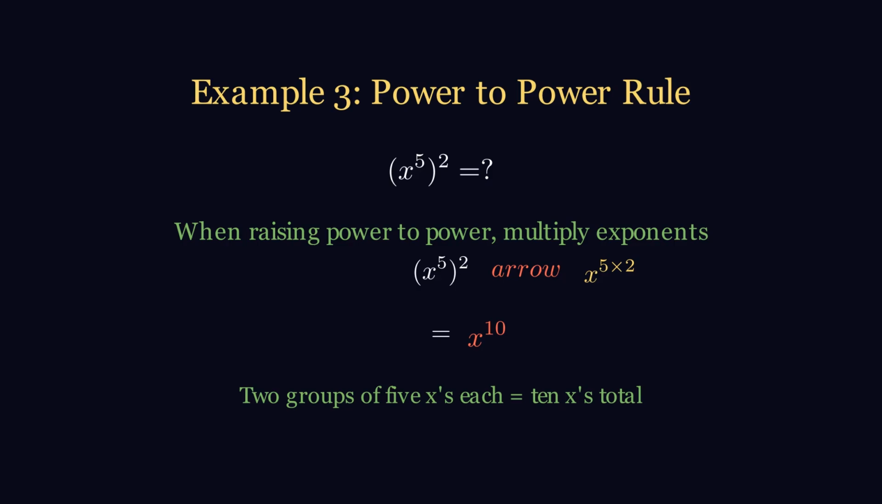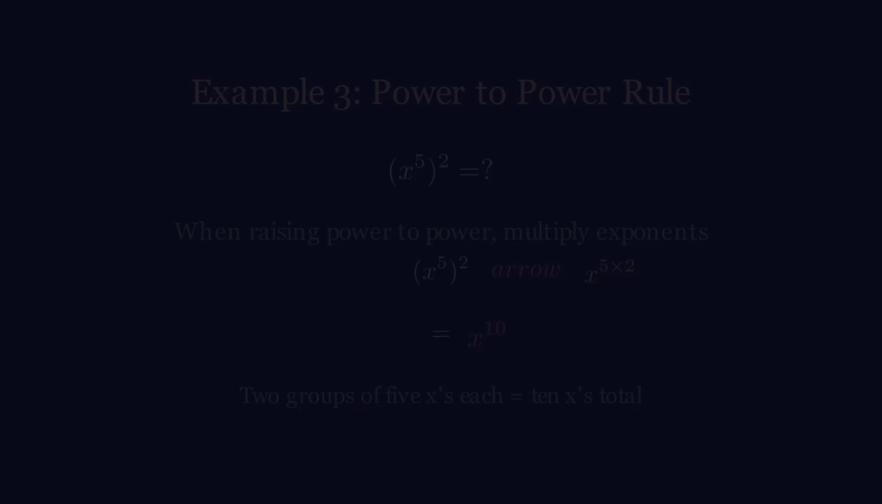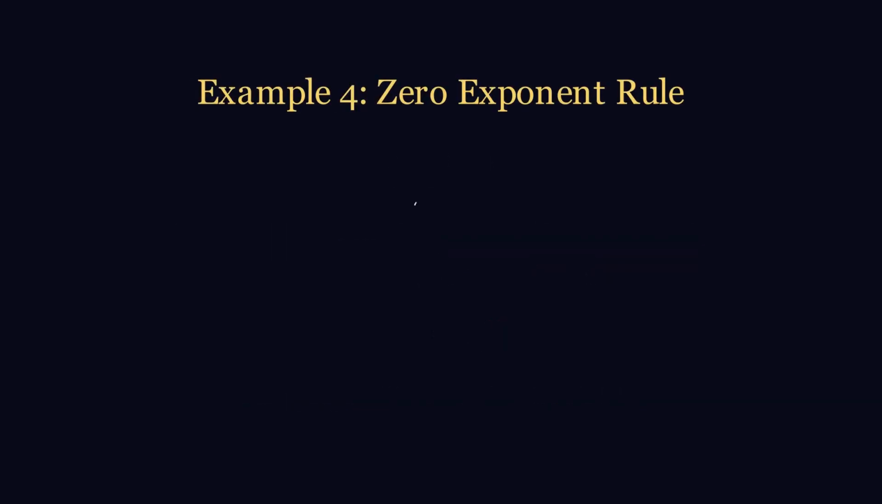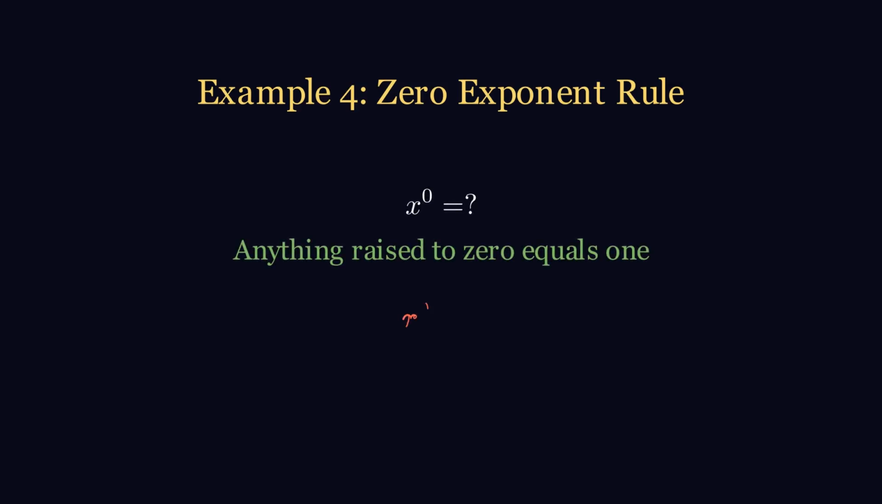Now let's discuss a special case that often confuses students. What is x raised to the 0 power? What do you think this equals? Here's the important rule to remember. Anything raised to the 0 power equals 1. So x to the 0 power equals 1. Similarly, 7 to the 0 power equals 1. This might seem strange at first, but it's a fundamental property of exponents that you'll need to memorize.